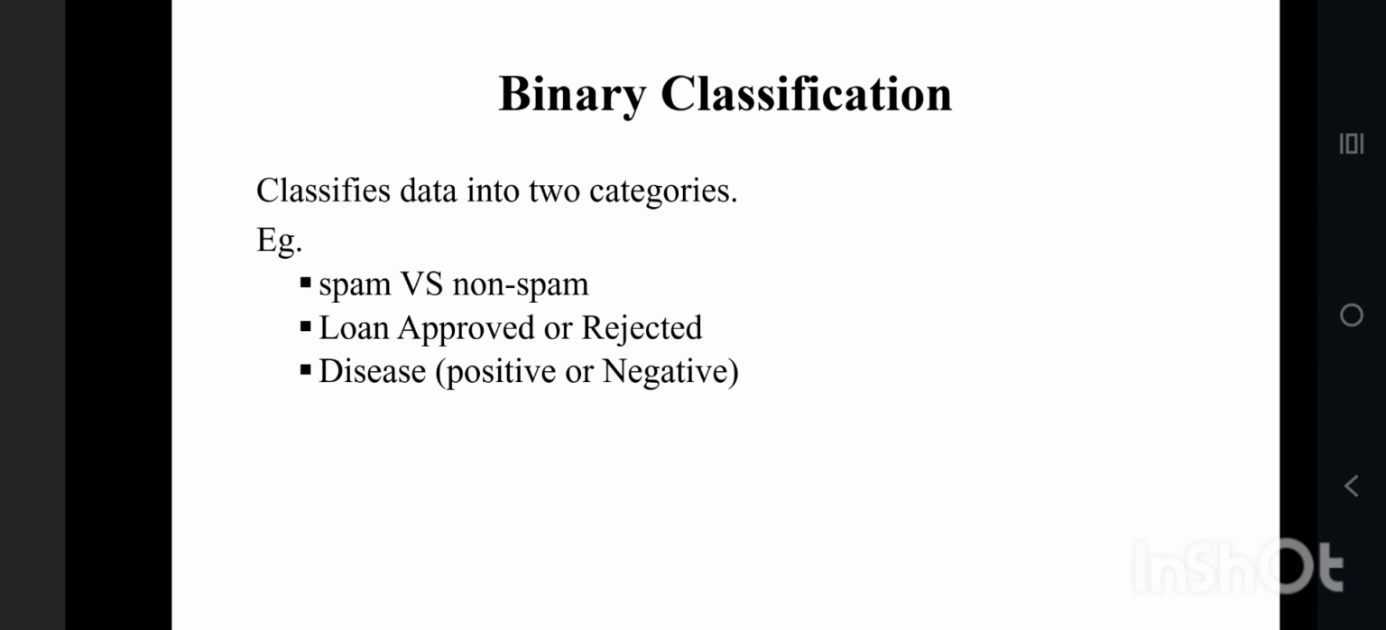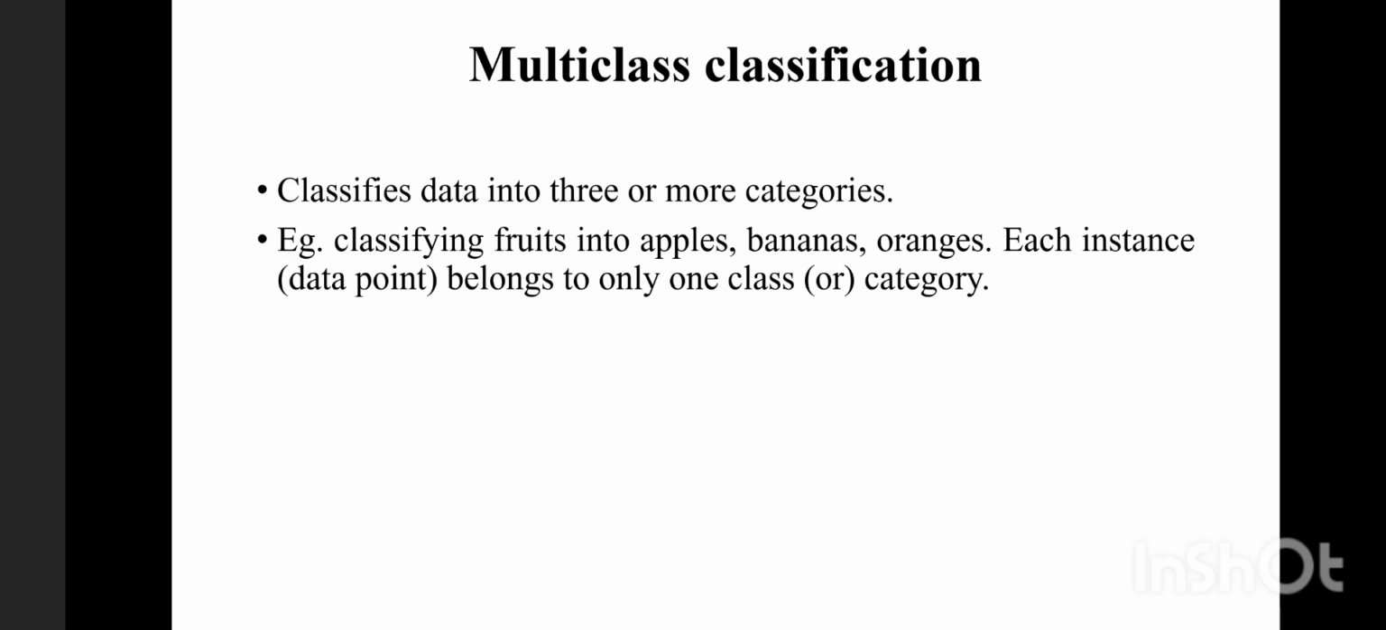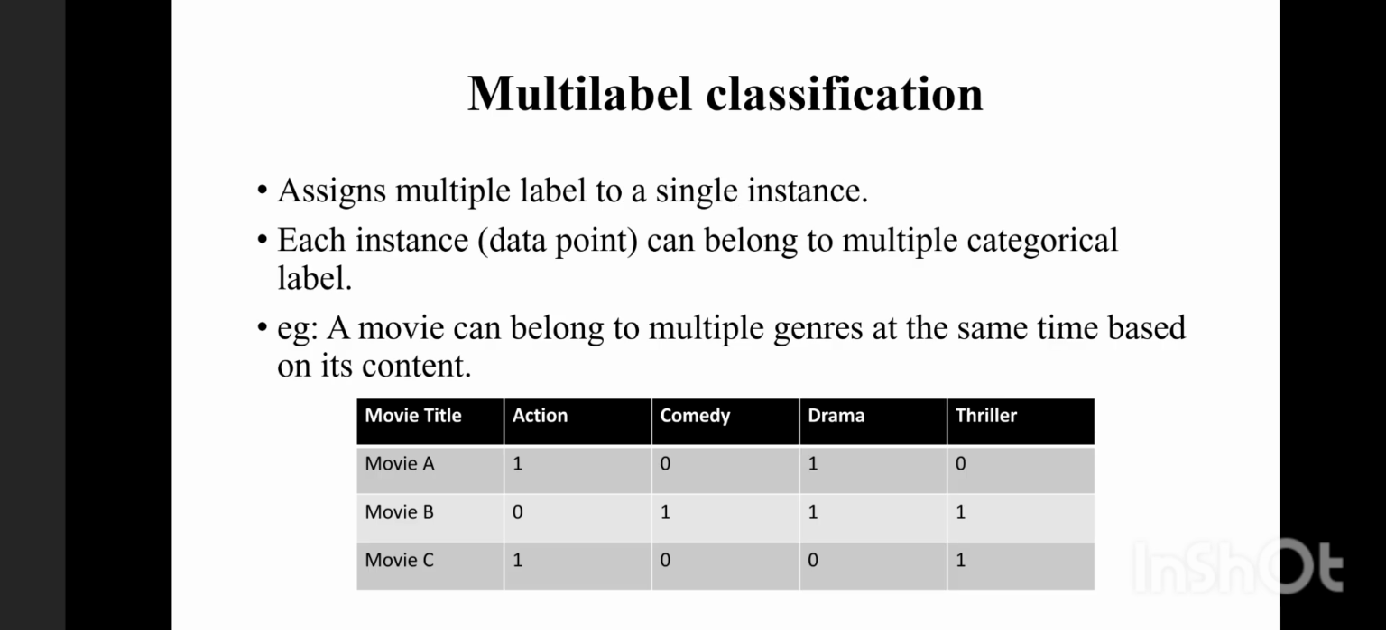The next one is multi-class classification. Multi-class classification categorizes data into three or more classes. Each data instance belongs to only one category. It is commonly used in image and object classification. Then the final one is multi-label classification. Multi-label classification assigns multiple labels to a single data instance. For example, a movie can belong to action, comedy, and drama genres at the same time. This method handles multiple outputs together.